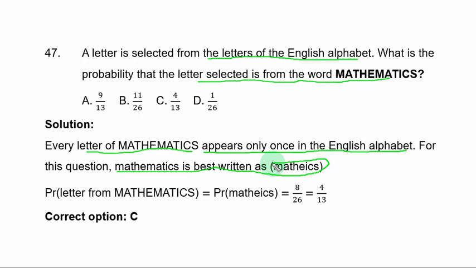And from this special form now, you have 8 letters, and in the English alphabet you have 26 letters. So the probability that the letter selected is from mathematics is simply 8/26. If you divide by 2, you have 4/13. Hence, C is the correct option.